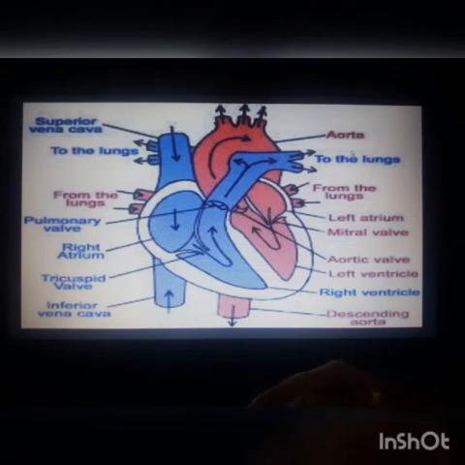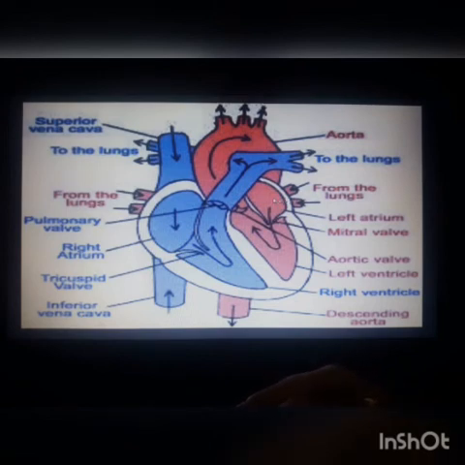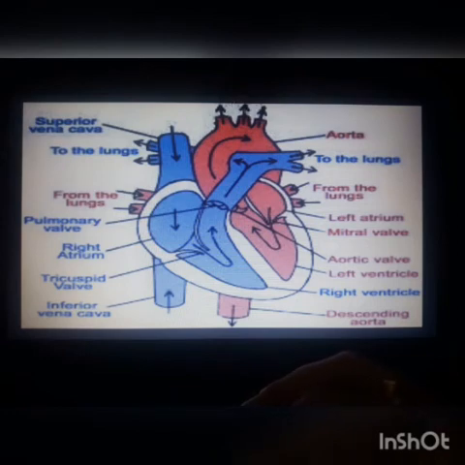And then after the purification in the lungs, the pulmonary vein takes the blood and brings it back towards the left atrium. From the left atrium it will enter the left ventricle, and again a valve is present which is known as the aortic valve. From the left ventricle the blood is pushed to the upper as well as the lower part of the body, which is the pure blood, through the aorta.